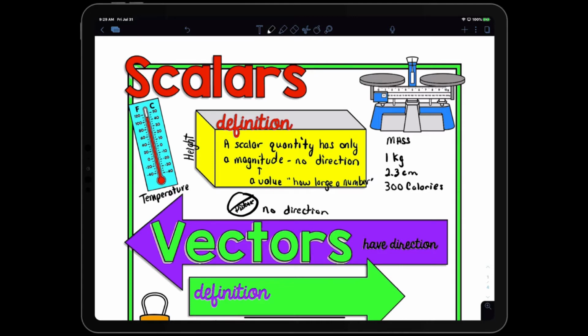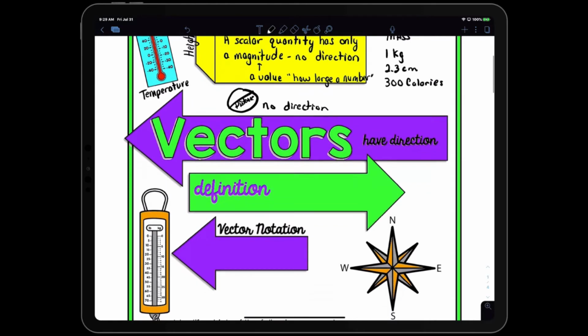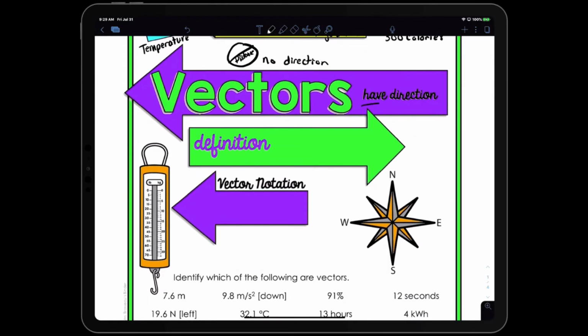Now what we're going to do is move on to vector quantities. And vector quantities have direction associated with them. All right, so a vector quantity, what is the definition for this? A vector quantity has both magnitude and direction.